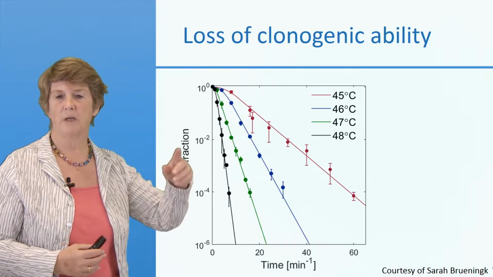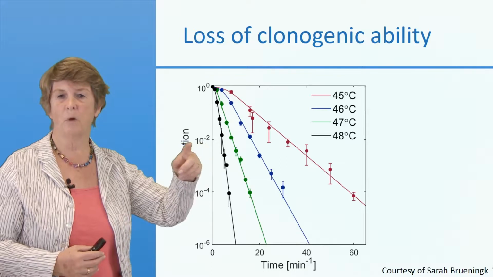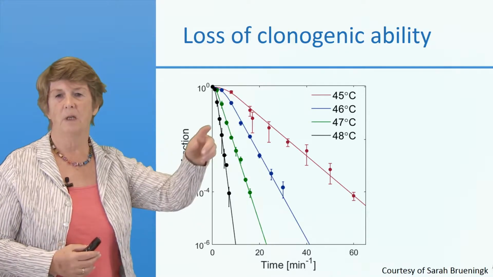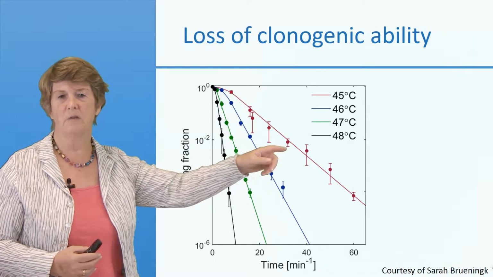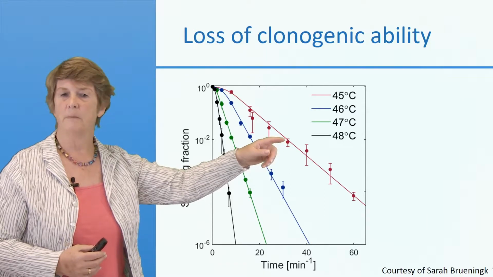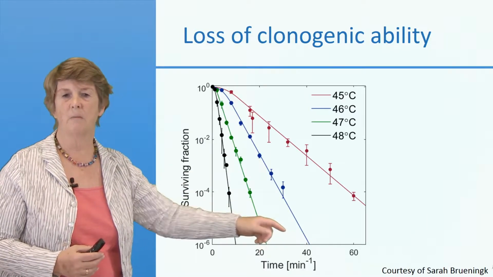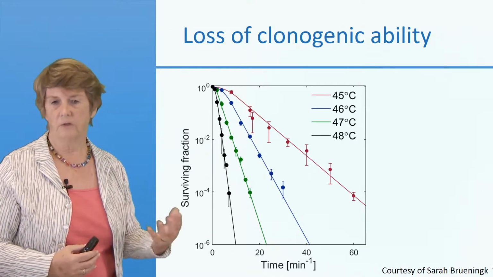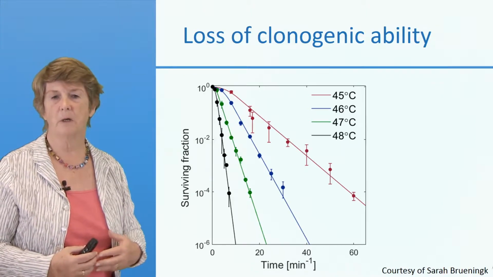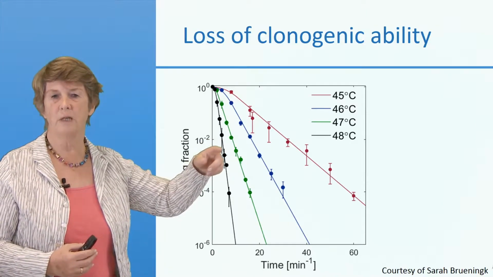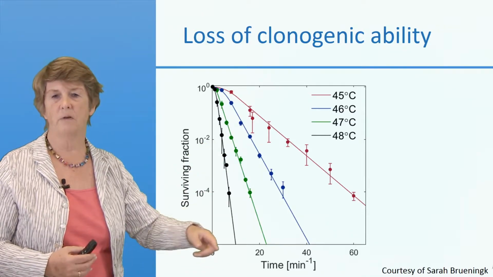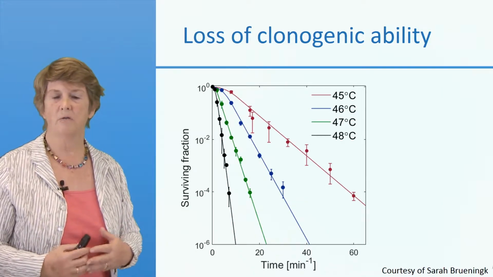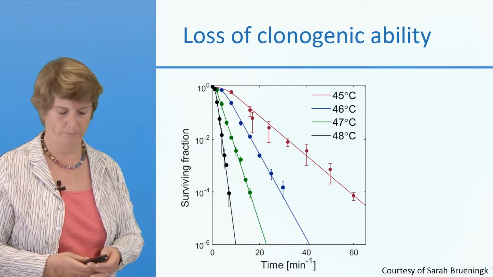If we look at, for example, the level at which 1/100th, 10 to the minus 2, of the cells that were treated survive, we see that if we treat them at 45 degrees centigrade, it takes 35 minutes before only 1/100th of those cells are surviving, so 99% of them are killed. Whereas if we go to 48 degrees centigrade, the same level of survival is achieved in only about 5 minutes. So you can see the relationship between temperature and time.